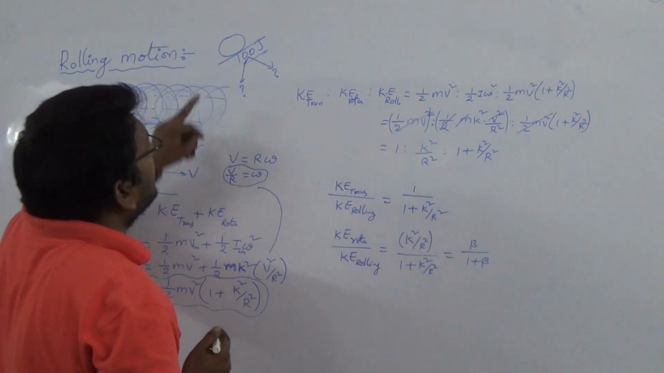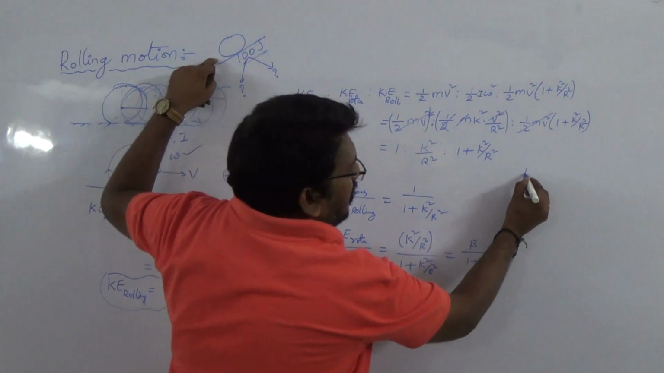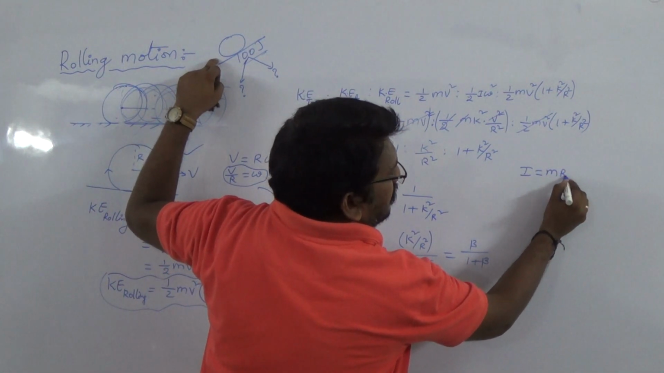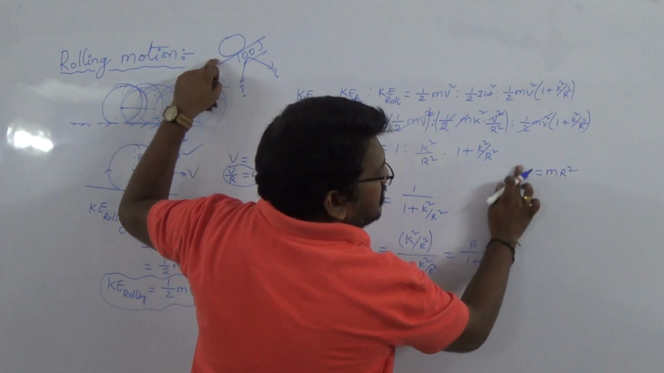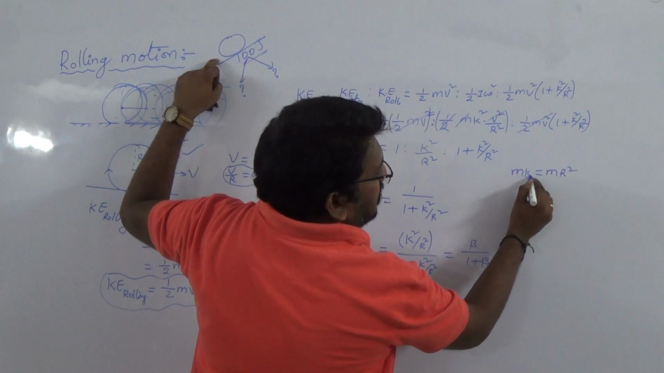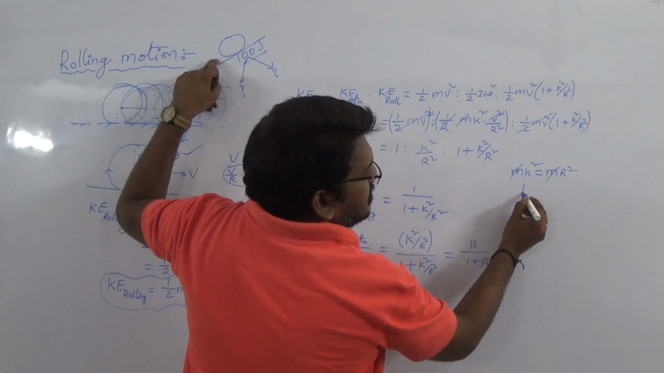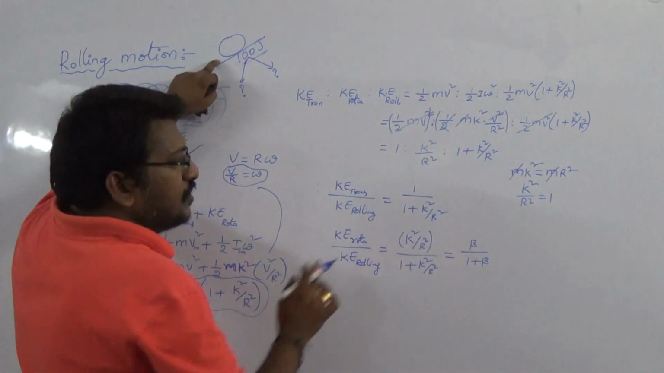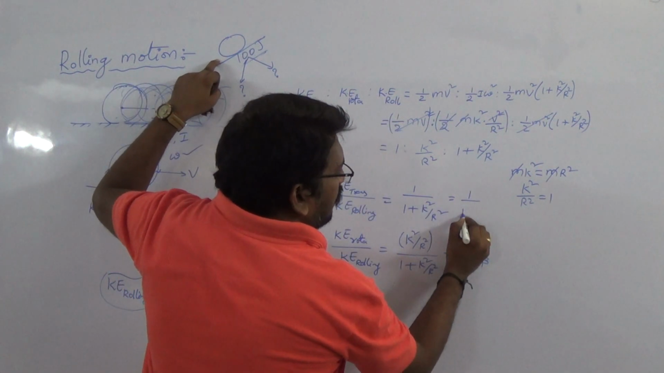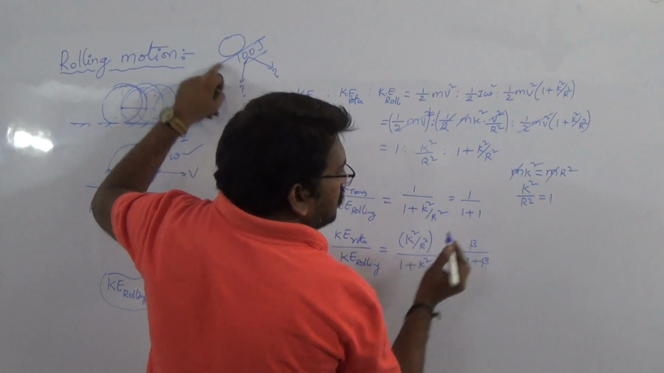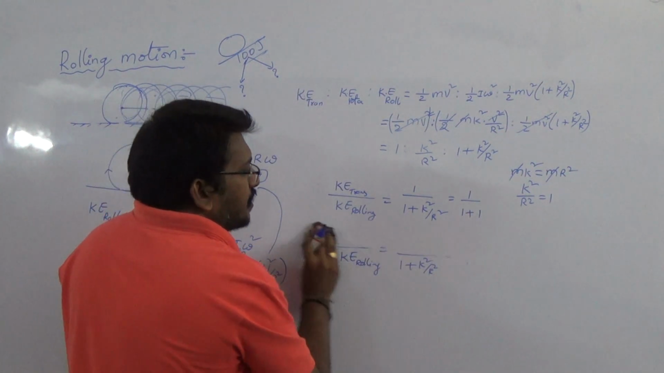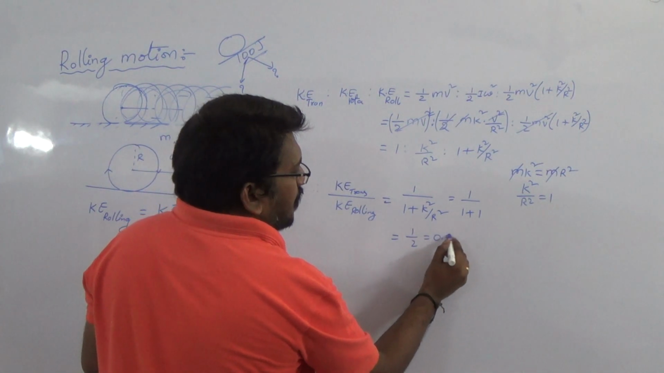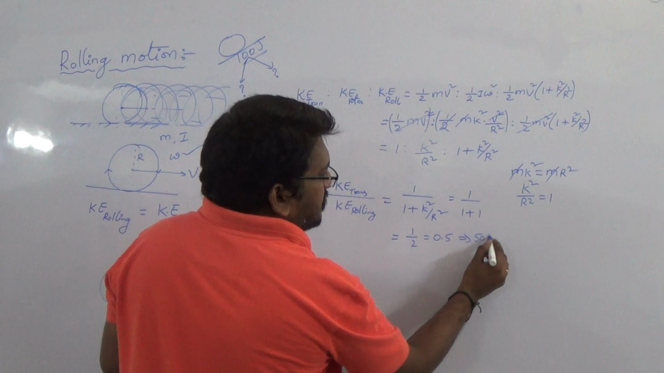So I am taking here a ring. That's why you know the formula: in case of ring, the moment of inertia I equal to mr square. I means m k square. From that m gets cancelled. So you get k square by r square is equal to 1. So 1 by 1 plus k square by r square means 1 by 1 plus 1, we get 2. So that equals 1 by 2, 1 by 2 means 0.5. That means we can write 50%.